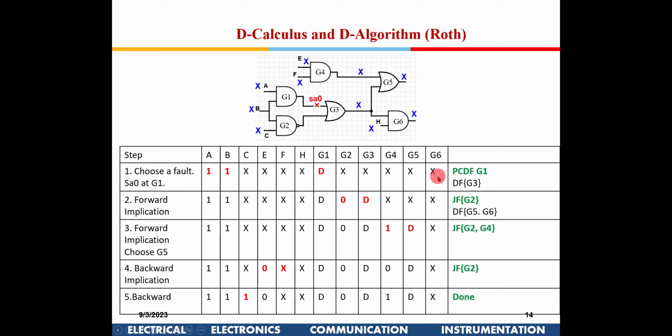Sir, one question. Here we have considered one of the inputs of G3 as 0. Then why is C not changed? It is still X. C should be 1, no? No, we first finish with the forward implication, and then the algorithm comes back. That's how this D algorithm works. It does one task at a time. It keeps moving forward, right?